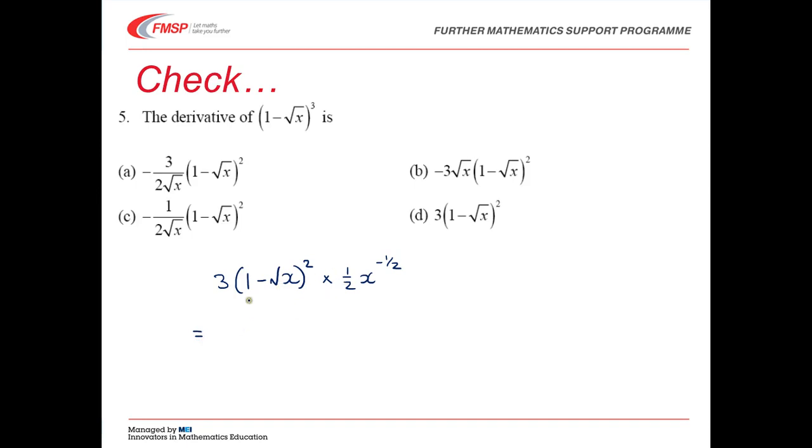Oh, I've missed out a minus sign, haven't I? Because it was minus x to the half, so that should be times minus a half x to the minus a half. Minus 3 over 2 root x, times (1 minus root x) squared. It just goes to show that however good you think you are at these, it's always worth doing them twice just to make sure that you get the same answer both times. It's very easy to lose a minus sign here and there. So that's answer A.